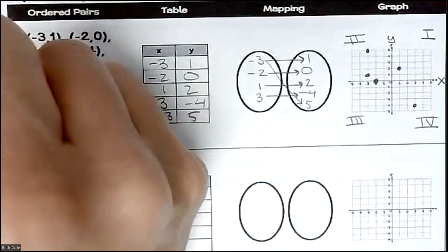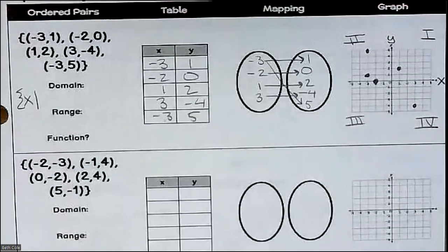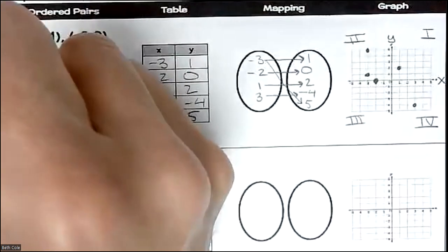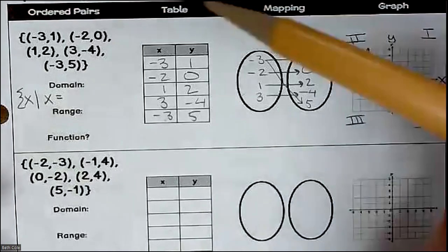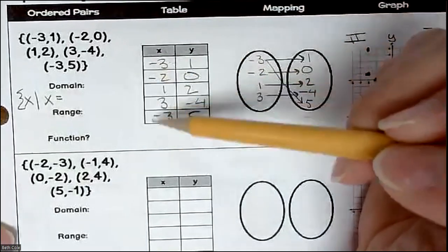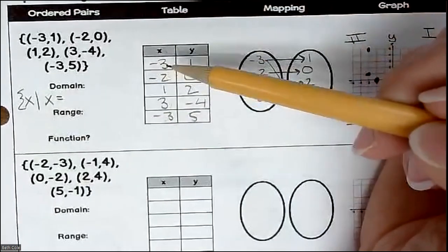So we're going to go back and do our domain and range. It's a swirly bracket, and then it's an X with a bar. The bar means such that. It's X such that, and then you're going to put X equals, and we're going to list out all the X numbers. I won't mark it wrong if you don't put them in the right order, but let's try to do that since we're going over the notes. Look in your table. What's the smallest X number or the most negative?